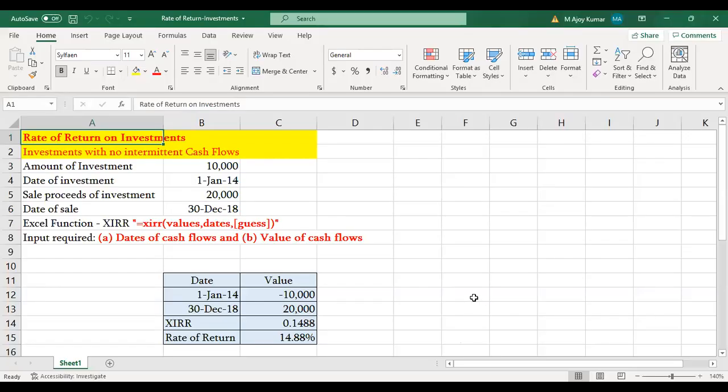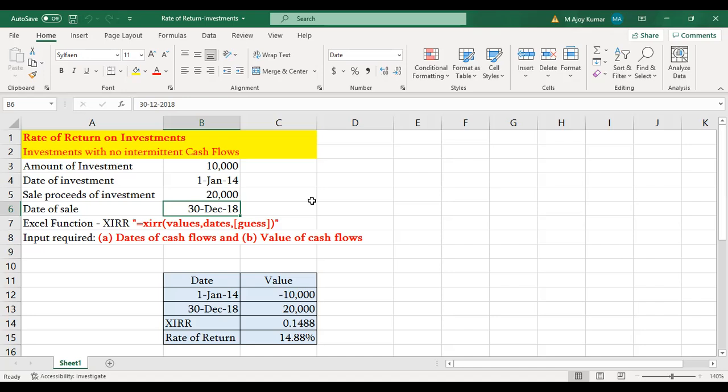So I have taken here the first case of an investment of rupees 10,000. The date of investment is 1st January 2014. The sale proceeds of the investment, that means after 5 years, you sell it for 20,000, and the date of sale is 30th December 2018. The Excel function I'm talking about is called XIRR.